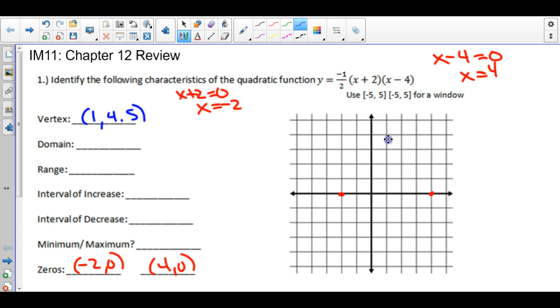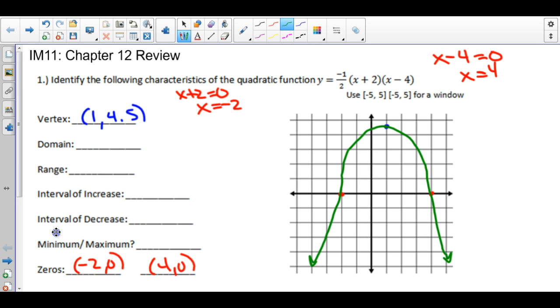So I'm going to go ahead and plot that point. And then I'm going to draw on my parabola. And this might be ugly. That was ugly. That was not as bad, but it's still kind of ugly. Okay, so now we go on to these domain and range intervals.